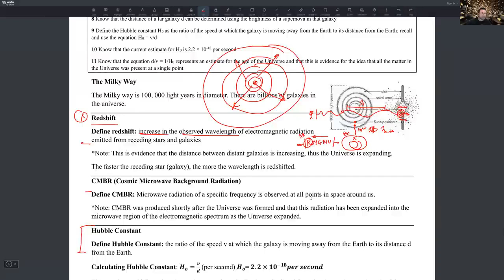Why? Because stars are receding. كلمة receding means moving away from us. It's moving away from us. So when other stars and planets move away from us, their wavelength of the light increases, which is evidence إن إيه؟ إن distance ما بين الجالكسيز بتزيد.